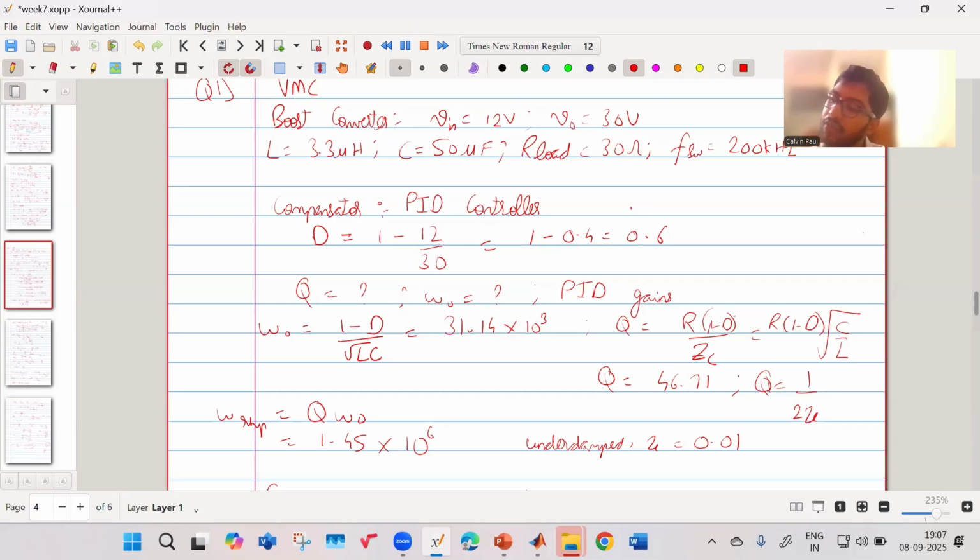So this 31.14 might become 30.04 into 10 to the power 3. But it is about 30 into 10 to the power 3, right? Your other options might be 45 into 10 to the power 3, 100 into 10 to the power 3, 1 into 10 to the power 3. But you know it is coming around 30 point or 31.4. So you know what the value is. You know what the option is.